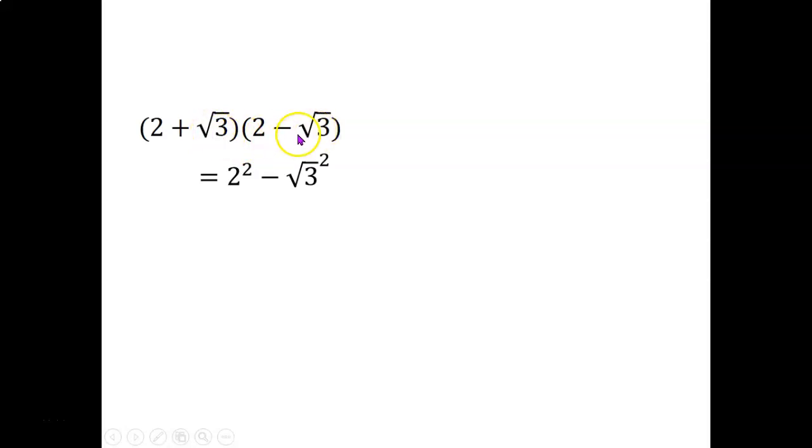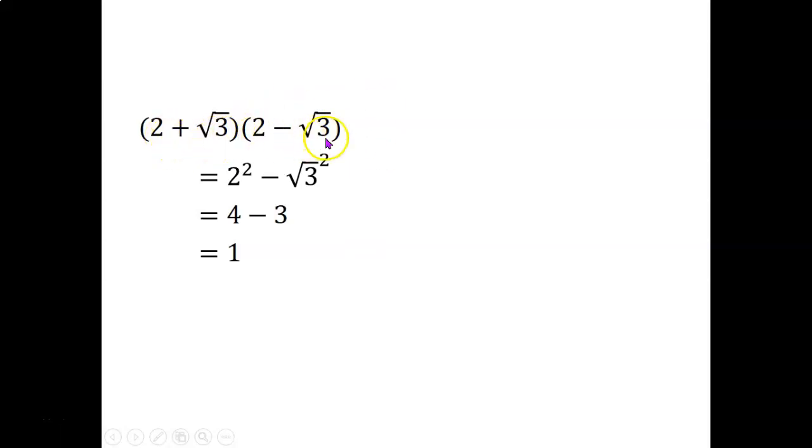And then last, you'd get a plus times a minus, which is minus square root of 3 times itself. So we got 2 squared, which is 4, minus the square root of 3 squared, which is 3, and then, of course, 4 minus 3 is just 1.